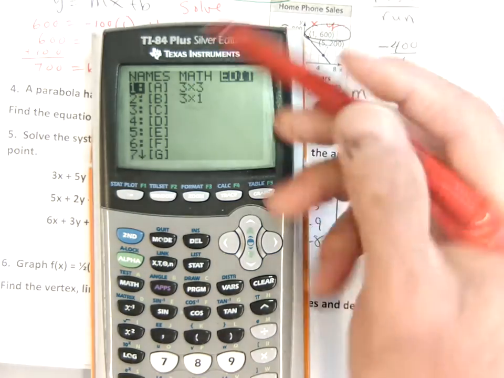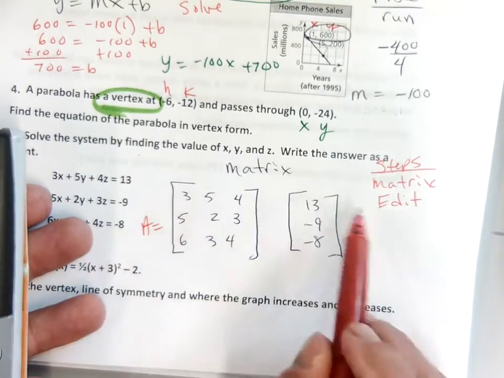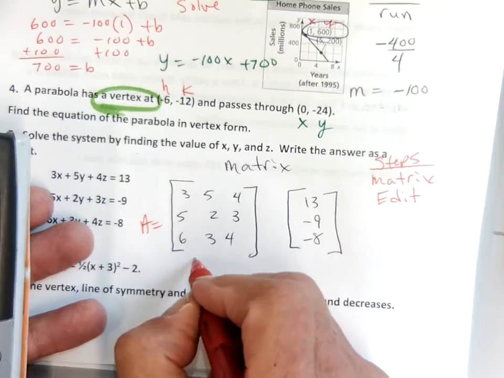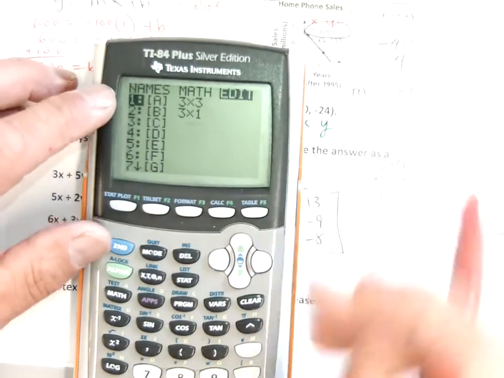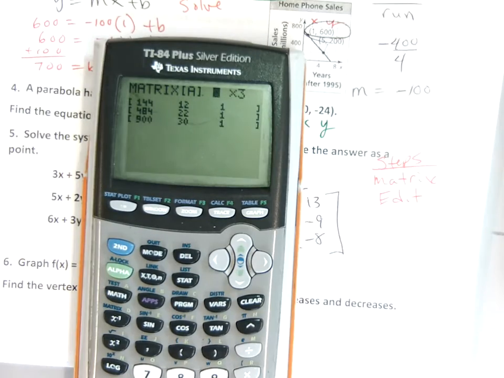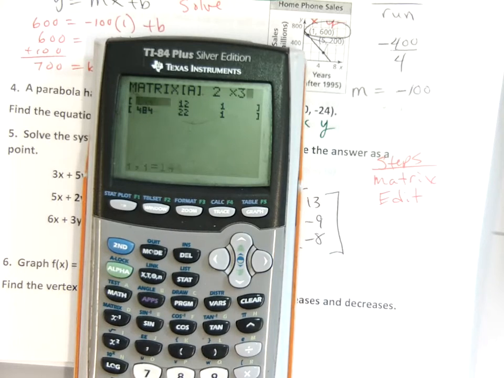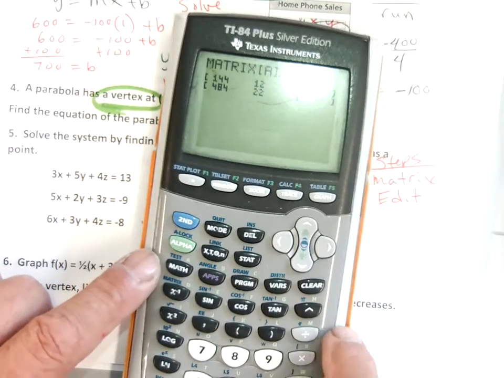And I want to make matrix A, and I'm going to let this be matrix A, and it has 3 rows and 3 columns, so its size is a 3 by 3. So when I make matrix A, I want to make sure it is a 3 by 3. When I call it a 3 by 3, it makes the box big enough for those numbers. If I call it anything else, for instance, a 2 by 3, it makes the wrong box. We need a 3 by 3 to make the right size.